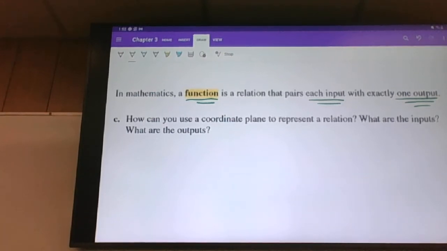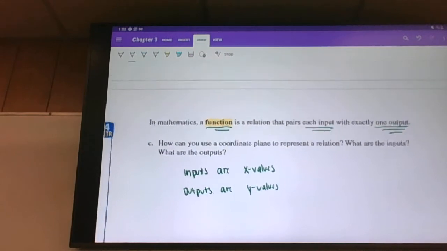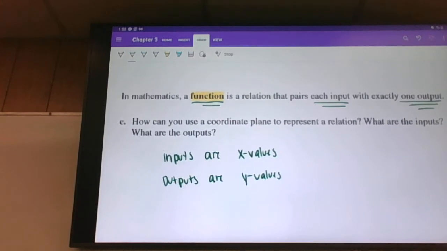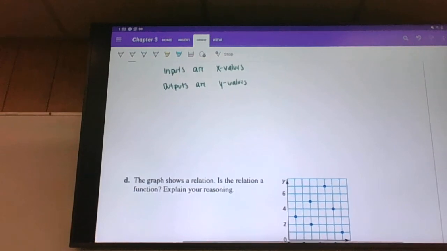What are the inputs and what are the outputs? Inputs are x values. Outputs are y values. Why is this hard to find? It's at the top of the next page. Go back up. Page 181, 1 to 10.